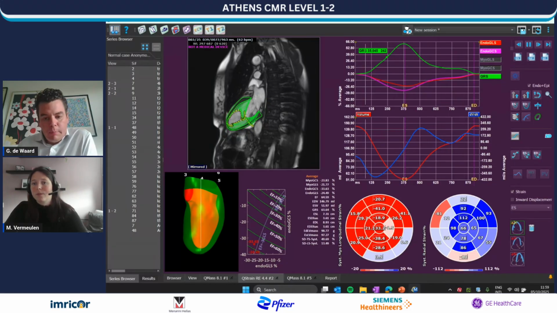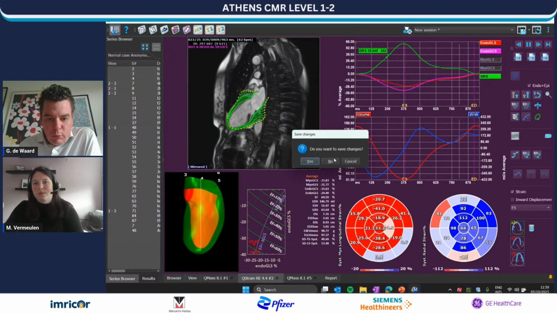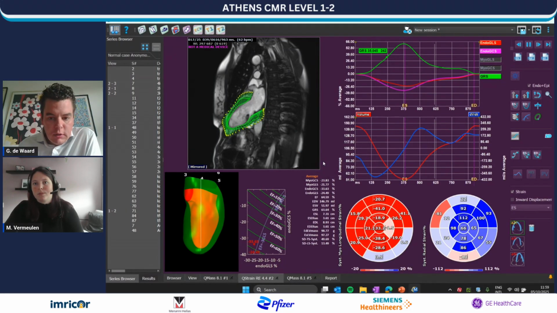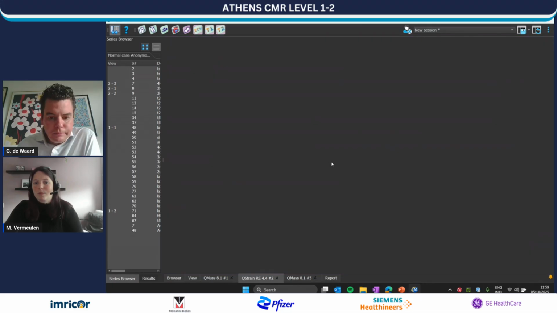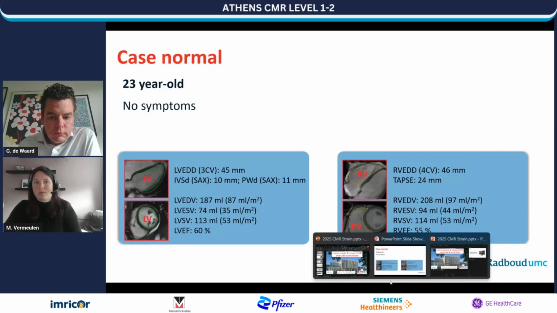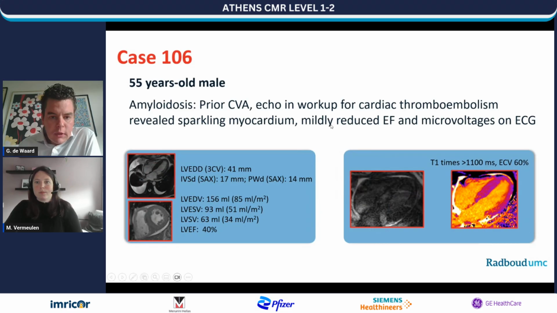Okay, now we'll go to some pathology. So it will get a little bit more interesting, I think. So I think this is a beautiful scan that you will see, and we can go through as well. This is a 55-year-old male.